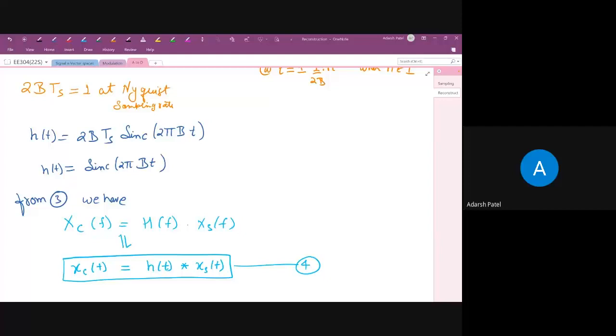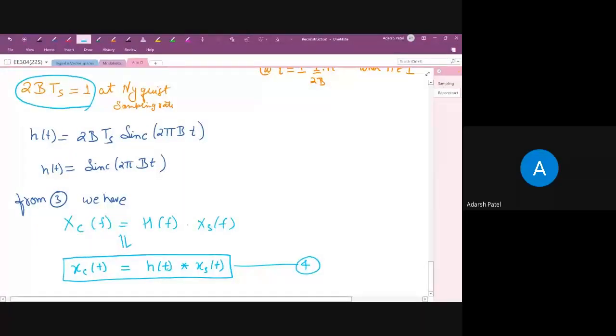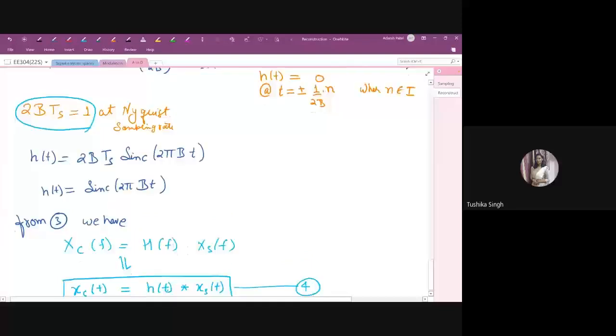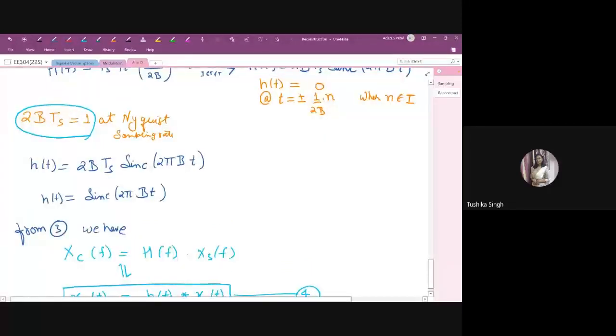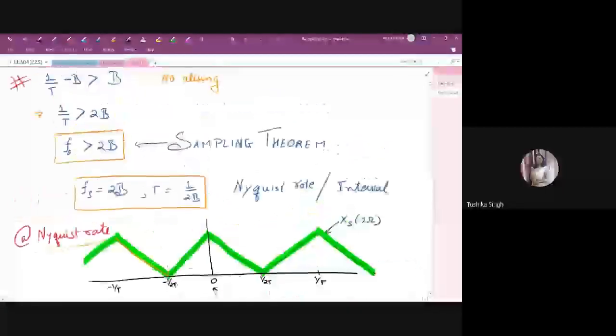Yes, go ahead. I actually did not understand the line that you wrote below the Nyquist sampling rate. The second line, h of t equals 2bTs sinc function, and the next line I've written h of t equals sinc function of 2 pi bt. Because if this is Nyquist sampling rate, then we know that 2bTs is equal to 1. I feel we haven't gone through the Nyquist sampling rate already in the course, so if you could give a little idea about it.